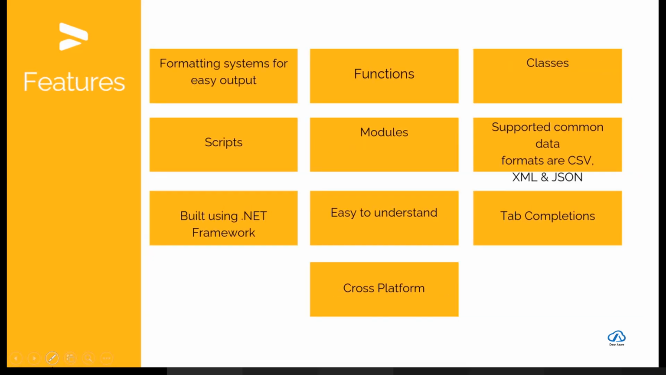OK, here come a few features of PowerShell. PowerShell supports a formatting system for easy output. What that means is, as I said, it's going to throw back .NET objects for us. You don't need to spend time manipulating or massaging the data you get as output. PowerShell has its own formatting. It supports common data formats like CSV, XML, JSON and so on. So you can easily present the data and export it to the required format.